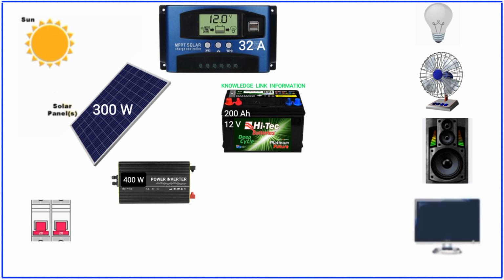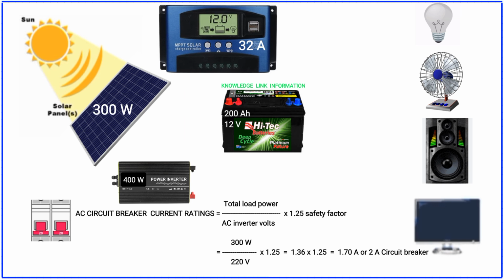Find also the AC circuit breaker ratings using a formula of total load power divided by AC inverter volts times 1.25 safety factor. We have now a 300 watts divided by 220 volts times 1.25 is equal to 1.70 amperes, or 2 amperes AC circuit breaker that we must install. We can choose also any size of wire conductor as long as above 2 amperes wire ampacity.